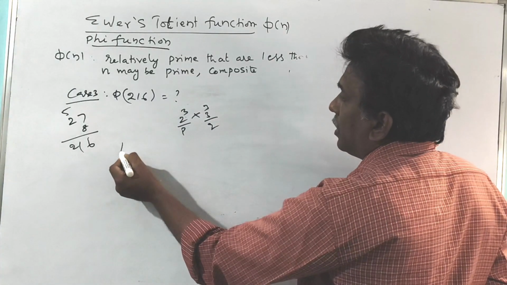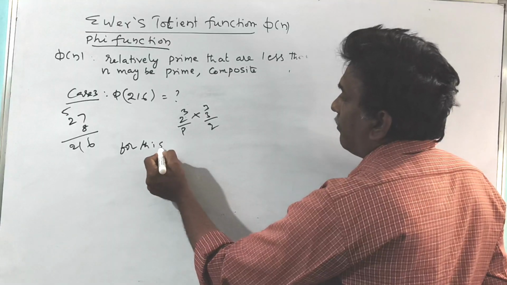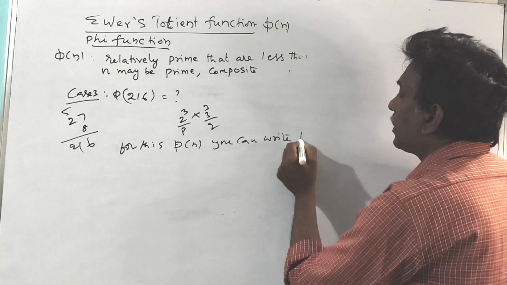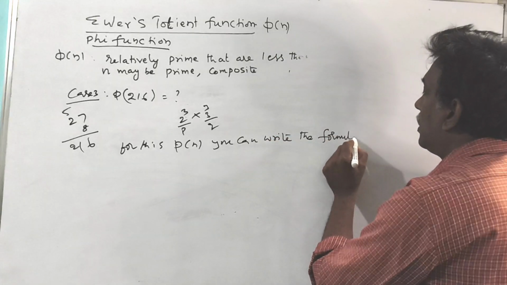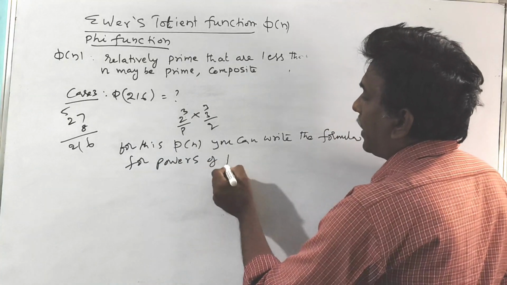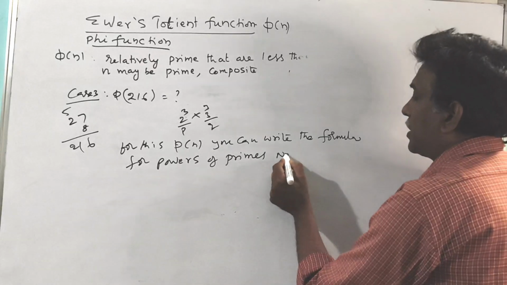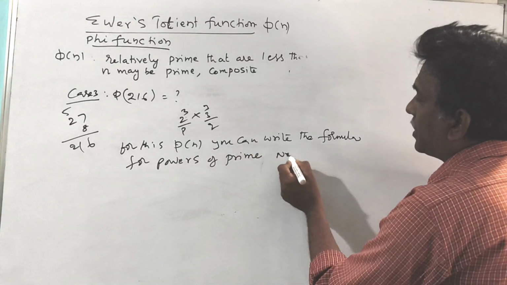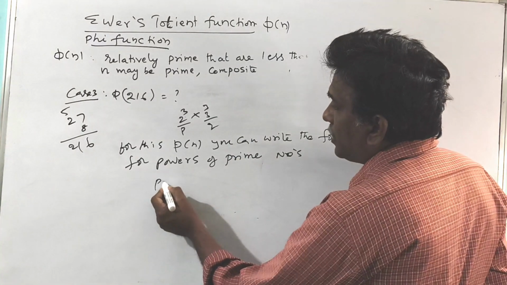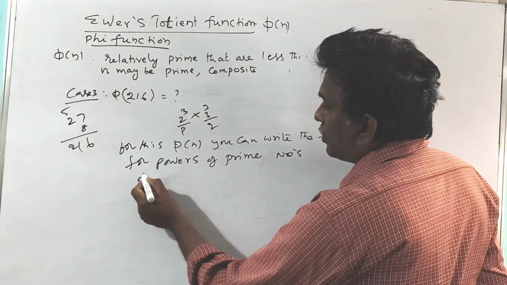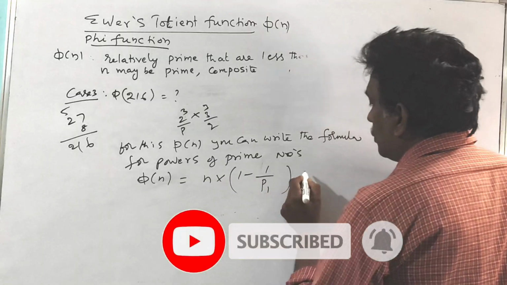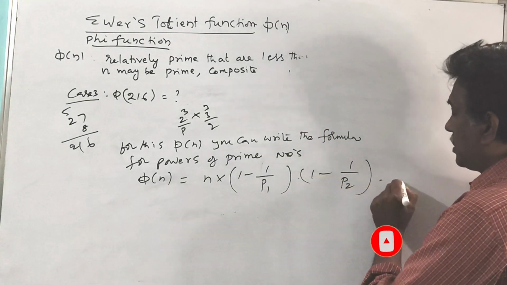Okay. So for this, phi of n, you can write the formula for powers of prime numbers. In terms of powers, for prime numbers you have to apply it like this. What is the formula? Phi of n is equal to n into (1 minus 1 by p1) into (1 minus 1 by p2), like that, up to the last prime.